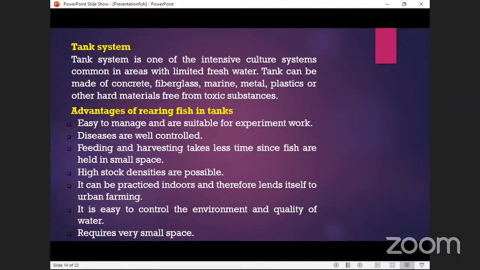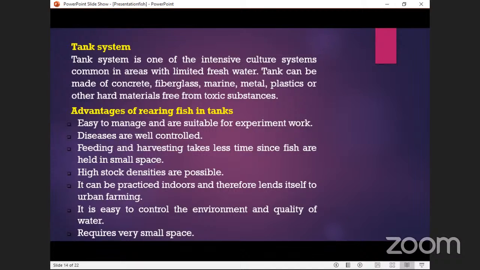Feeding and harvesting takes less time since fish are held in small space. You can easily harvest and provide them feeds so easily. High stock densities are possible. You can put very many fish inside the tank.